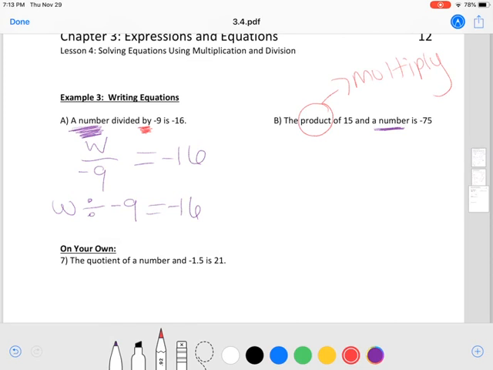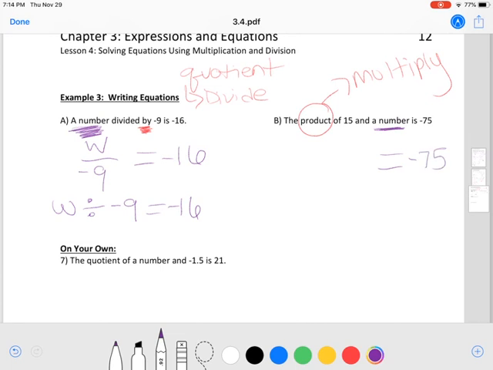Product is always multiplication, and quotient, which you might see, and you're actually going to see it in number 7, quotient is division. So these would be two key terms if you want to write these out in your notes. If you don't already know them, maybe write them out so that you know quotient means to divide, and product is multiplication. So B says the product of 15 and a number is negative 75. And that is, again, the easy part, that's our answer. So I'm going to put that equal sign for is, negative 75.